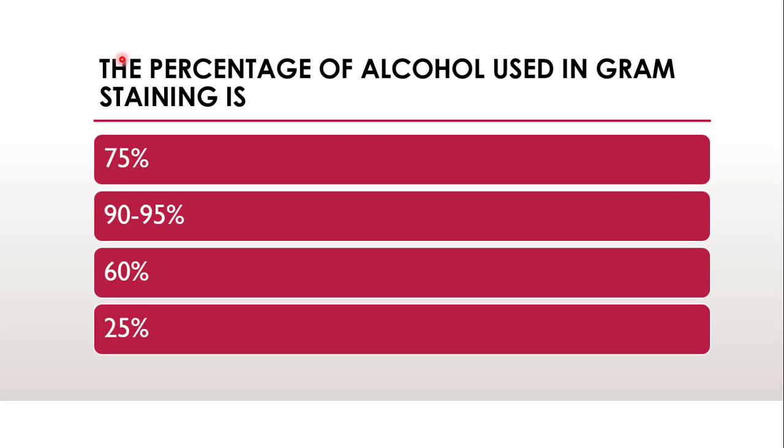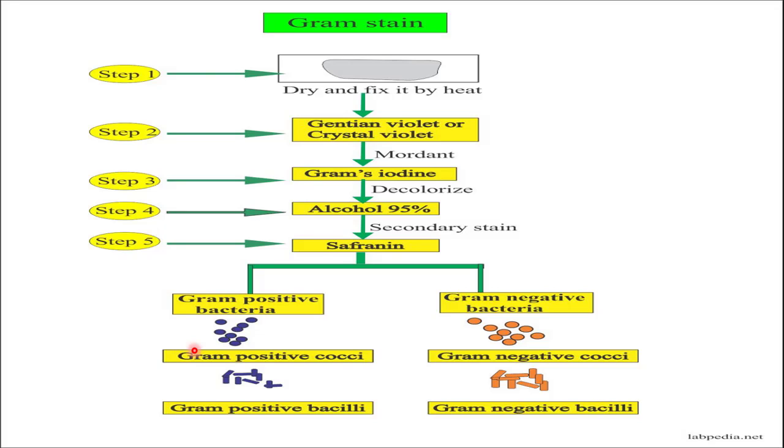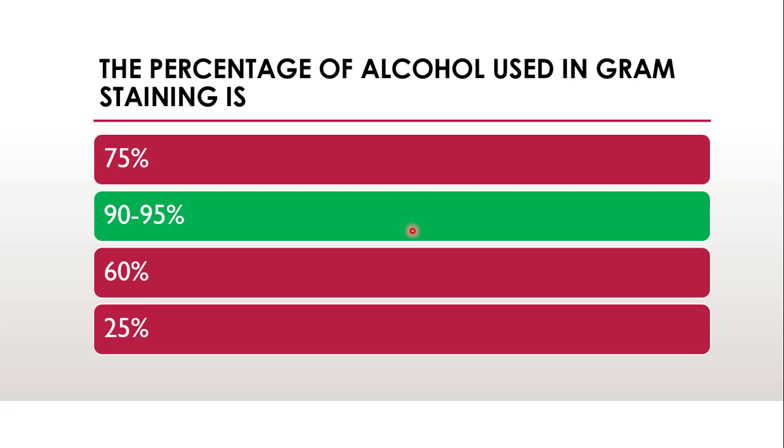Next question is, the percentage of alcohol used in gram staining is whether it is 75%, 90 to 95%, 60%, or 25%. The correct answer is, according to the steps, if you see, the alcohol which is added is 95%, that is 90 to 95%. So the correct answer is, it is 90 to 95% of the alcohol is used in the gram staining.